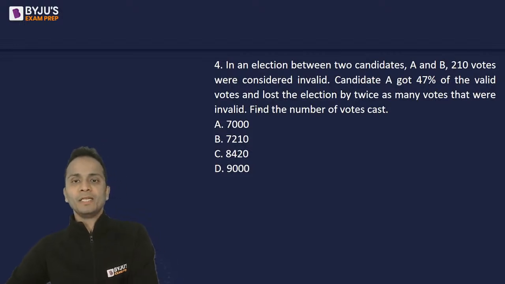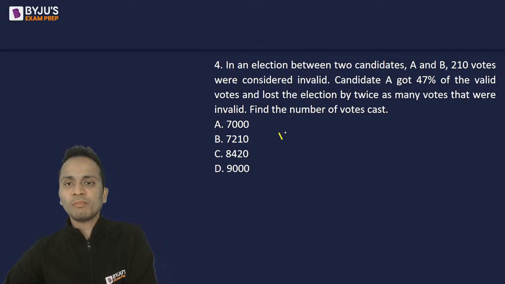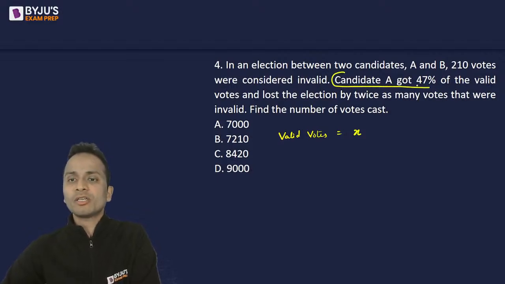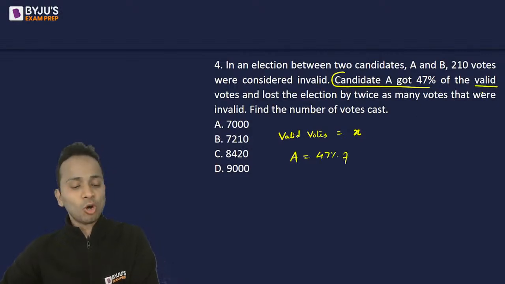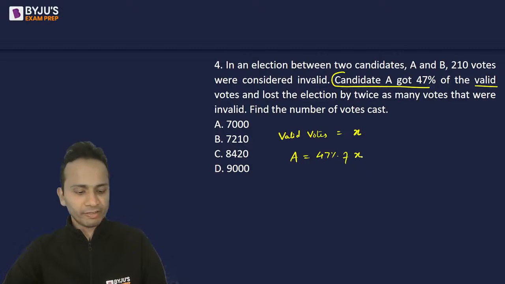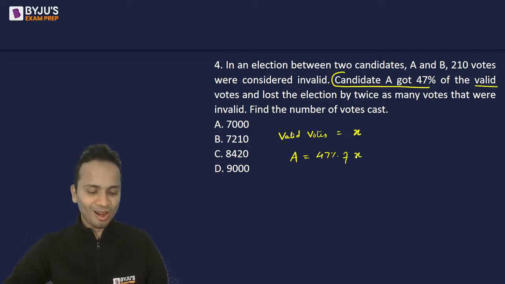Right? Now I'll assume the total number of valid votes as X. Okay, so a candidate A got 47 percentage of valid votes. So always be careful about the base on which the calculation needs to be done. So A got 47 percentage of X.